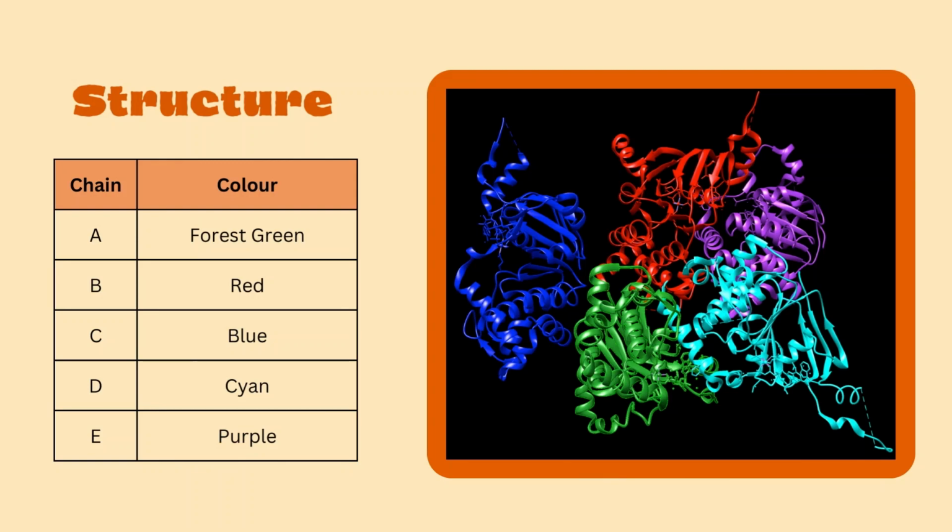Next is the structure of the protein. The diagram shows the structure of CFTR. It consists of 5 chains, which is A, B, C, D, and E. Chain A is the forest green color, chain B is the red, chain C is blue, chain D is cyan, and lastly chain E is purple.